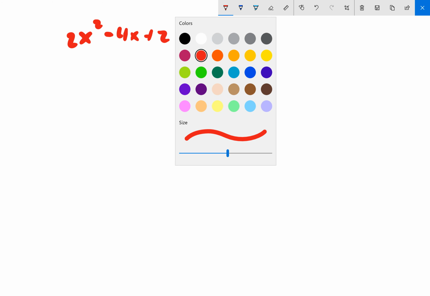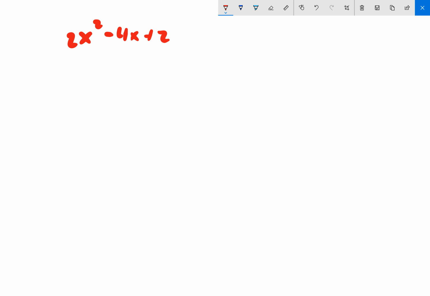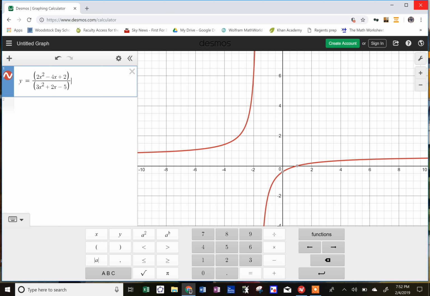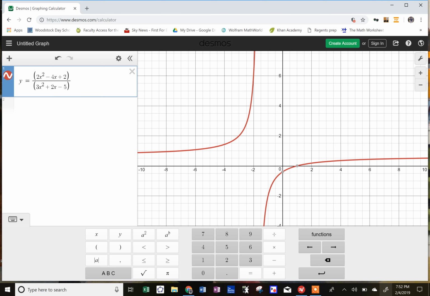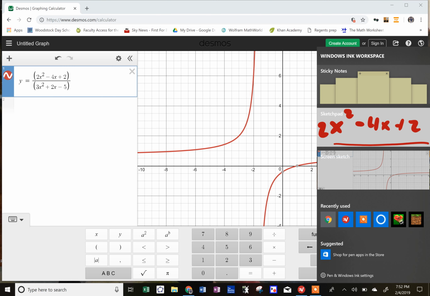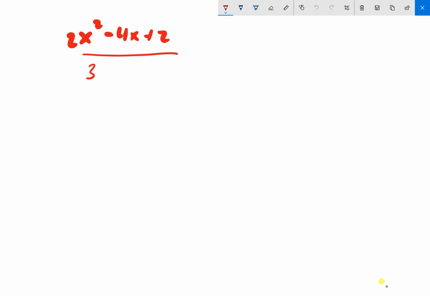And we need to change this because we're not drawing rainbows anymore. Over, and it looks like 3x squared plus 2x minus 5. So 3x squared plus 2x minus 5. So what we're going to do is to find a horizontal asymptote.